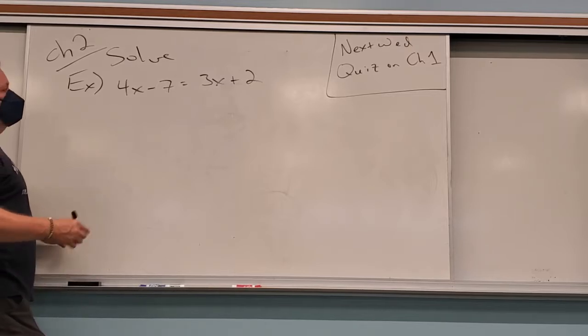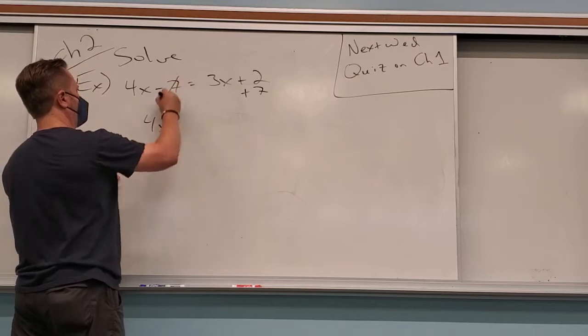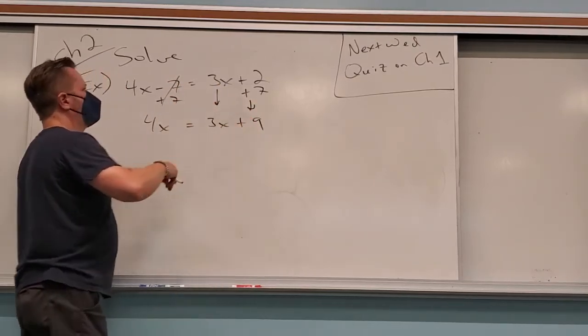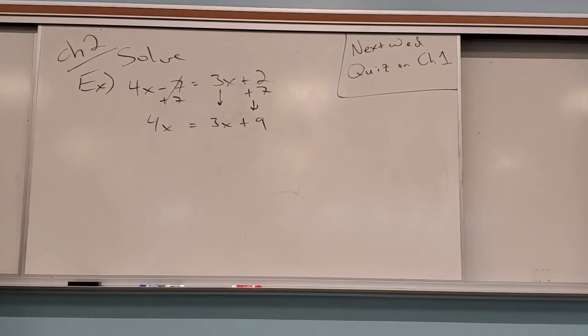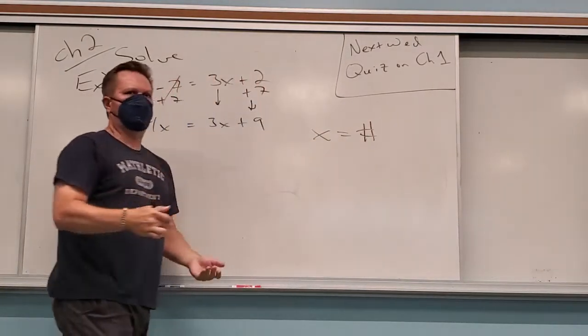+7. Okay, you can add 7. Get my numbers over there, so this goes away. Subtract 3x. And then subtract 3x. So you want your numbers on one side, letters on the other side, because my goal is to get x equals number, because then I force the equation.